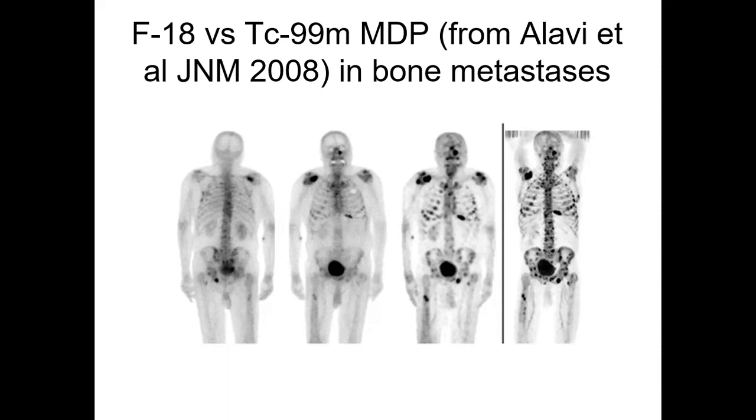However, you'll also note that you get rather a lot of non-specific uptake. For example, the ends of the ribs are all very hot on the sodium fluoride, but these are not metastases. But you could use the CT component, if you have PET-CT, to help work out what are mets and what are degenerative change.